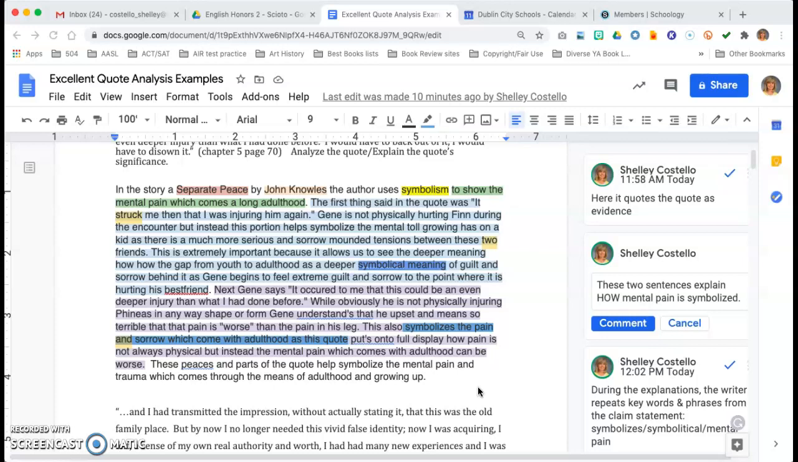Plus, it uses extended answer sentences to support, to back up, to prove, to show how, and to show why their analysis confirms the statement that they made in the claim statement. This is what makes an excellent quote analysis. These are the things you need to think about as you are writing your own quote analysis. All right?